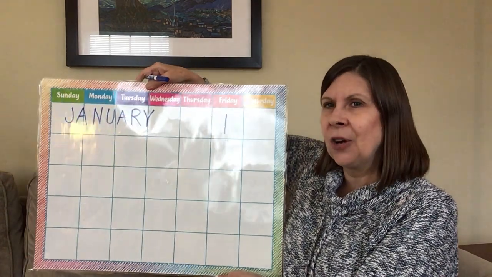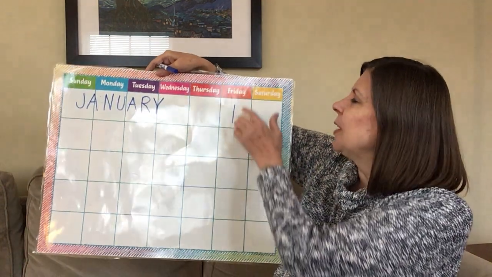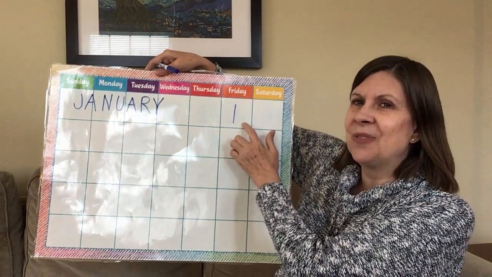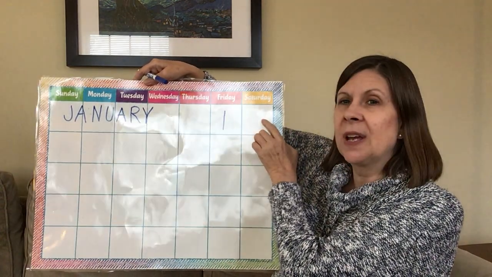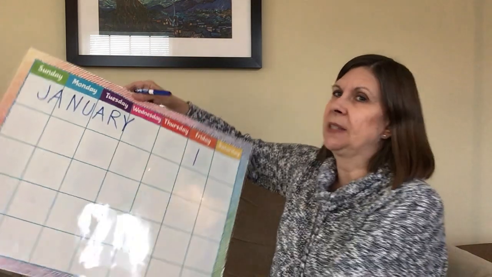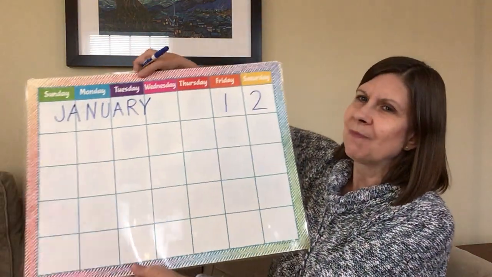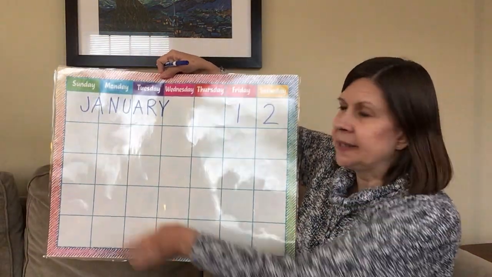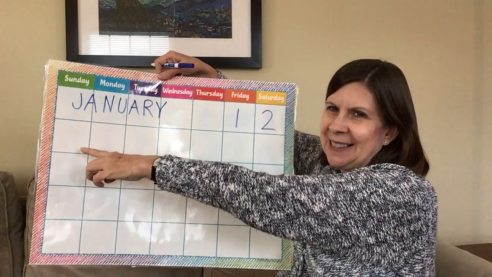It is now the year 2021. And Friday was the first day of January 2021. And Saturday was the second day. So I need to put a number 2 for Saturday. And then yesterday was Sunday. So 1, 2, what's next? 3, that's right. I need to write a 3 for Sunday.